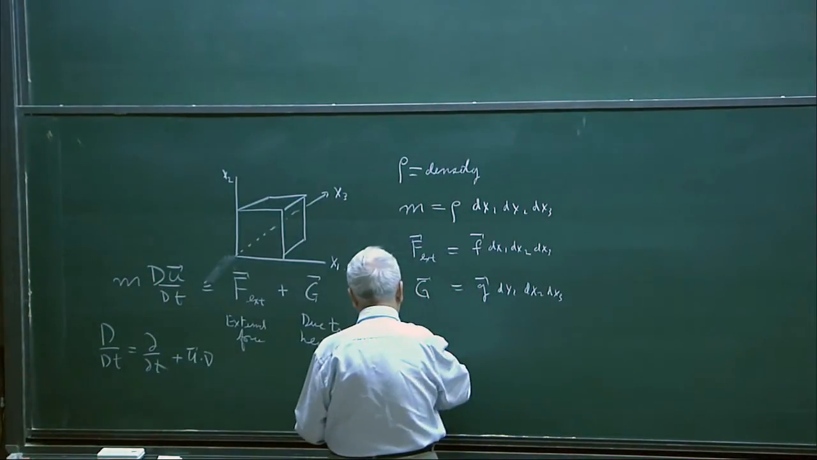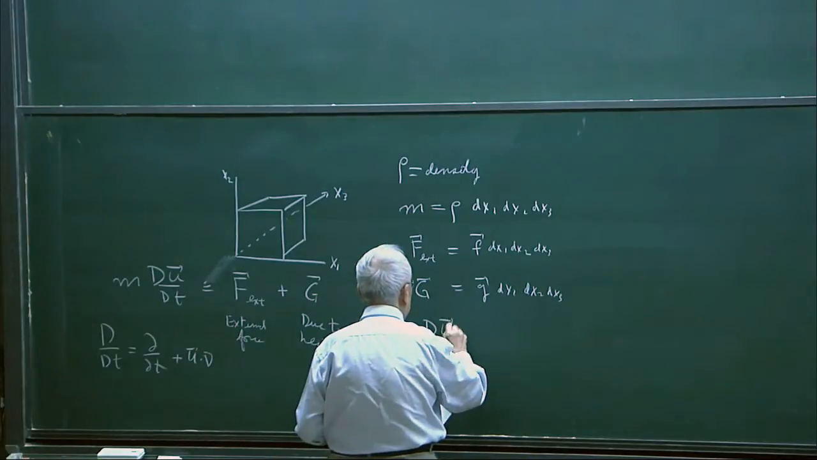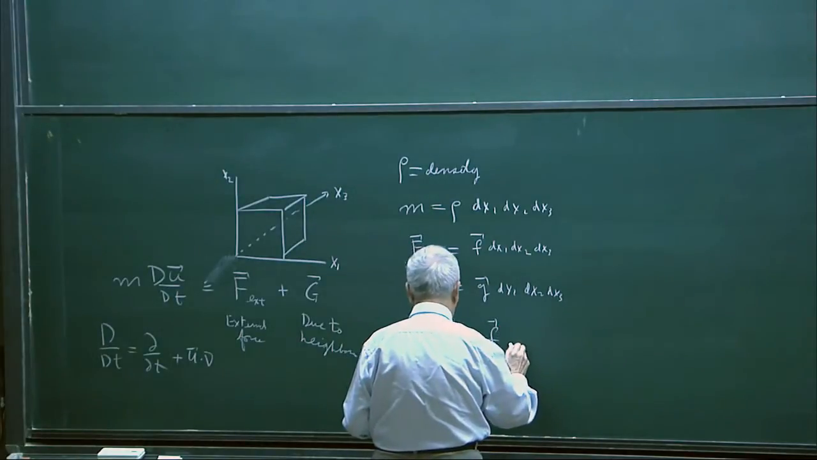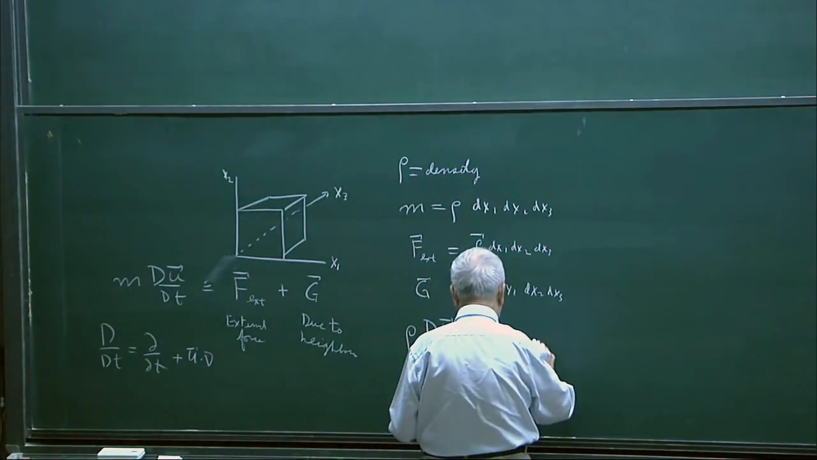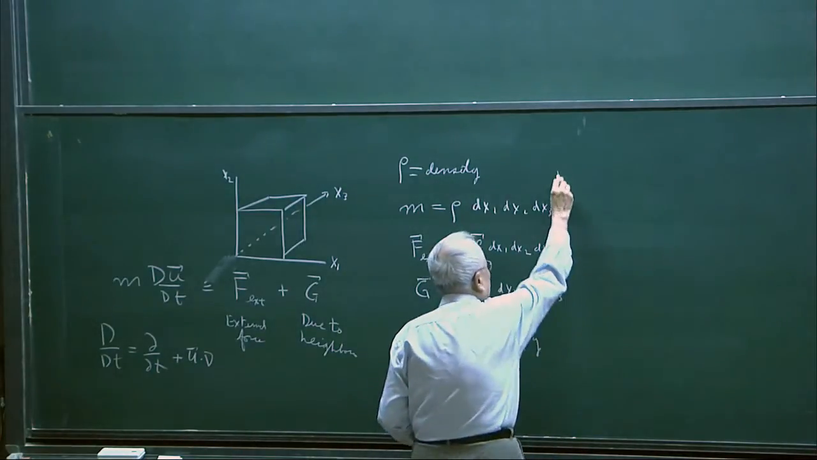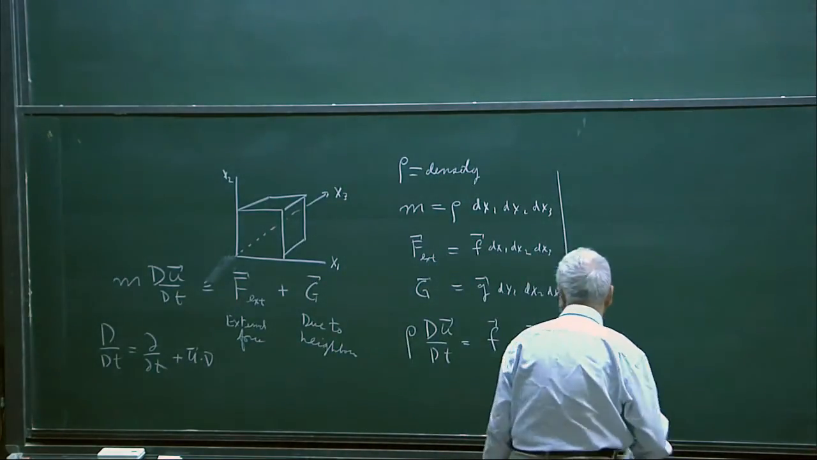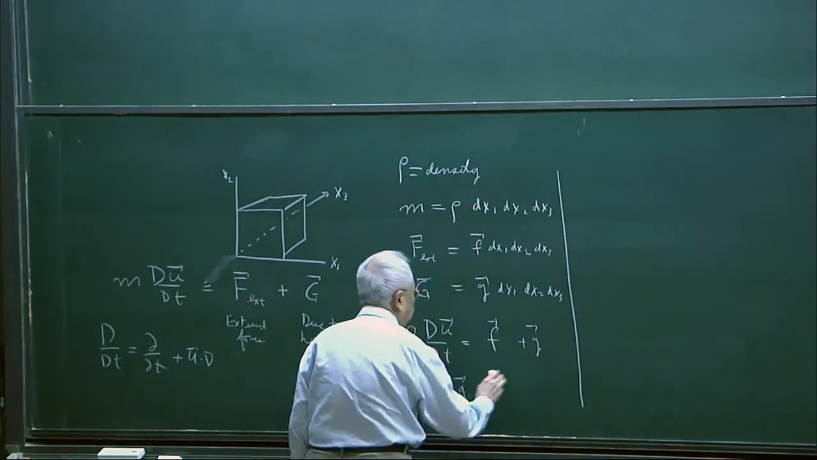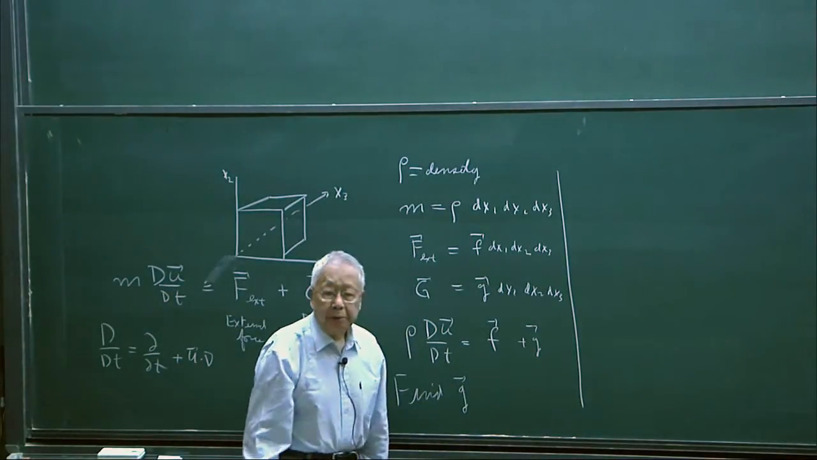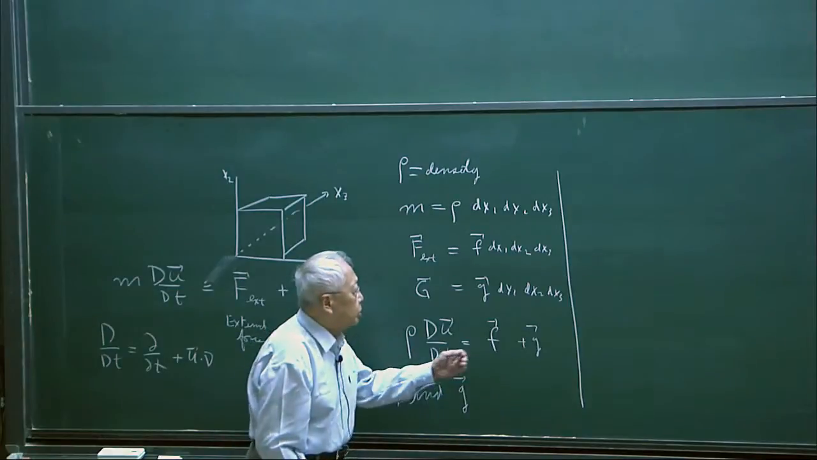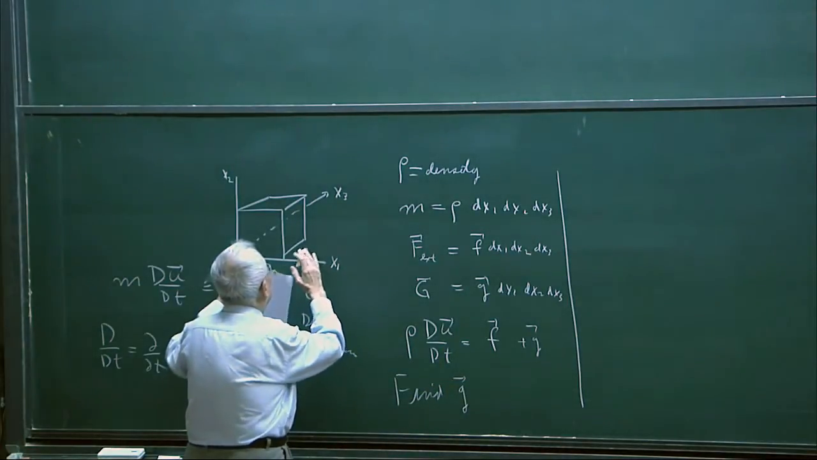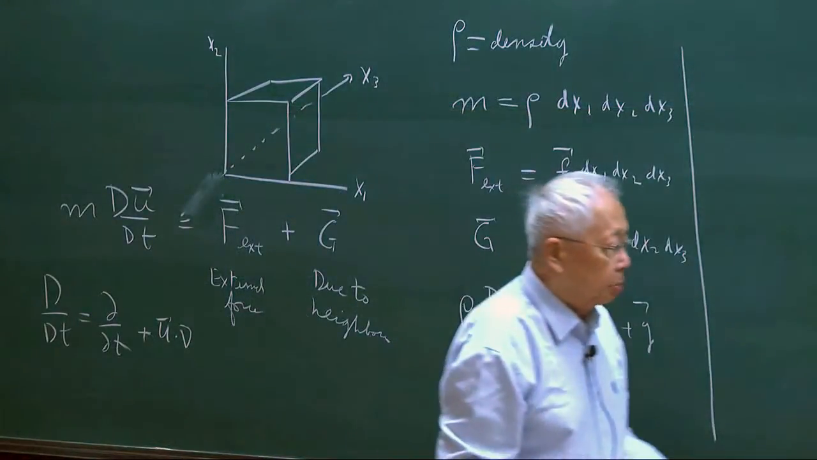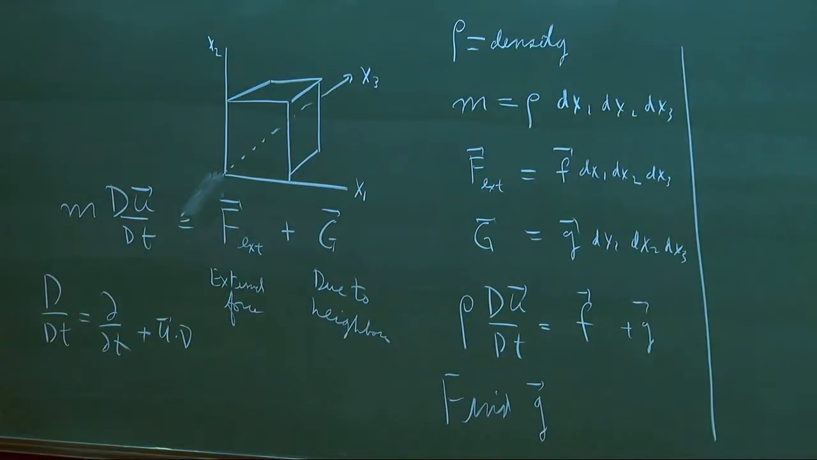And then the equation reduces to rho times du dt is equal to f plus g. And our objective is to find g. Once you find g, you plug it into this equation, and you have the Navier-Stokes equation. And to find g, we just analyze how the forces act on these volume elements, which can be expressed in terms of pressure and viscosity and things like that.